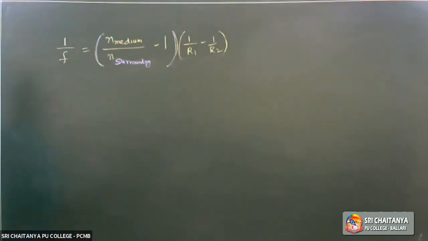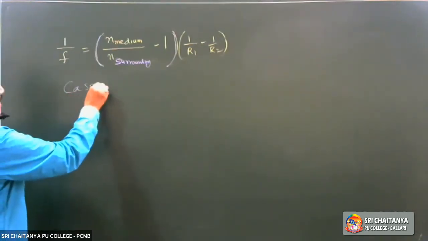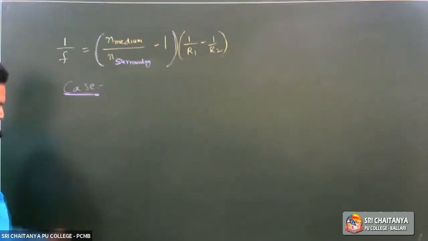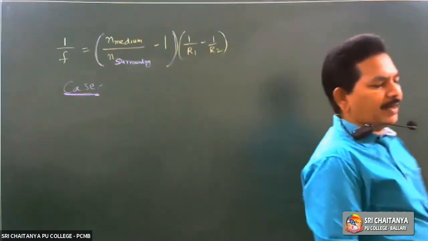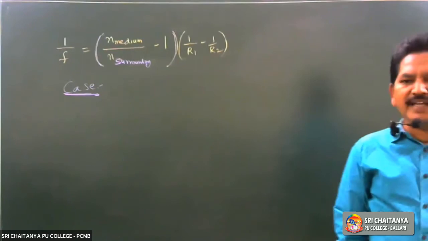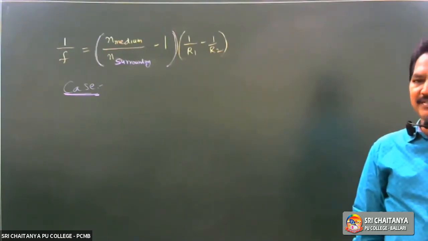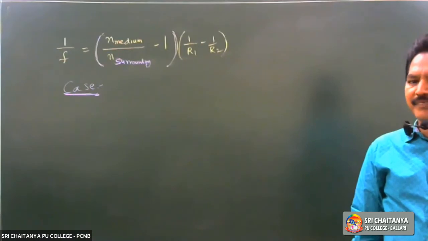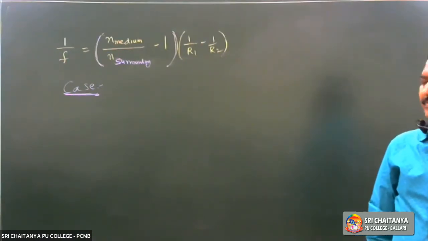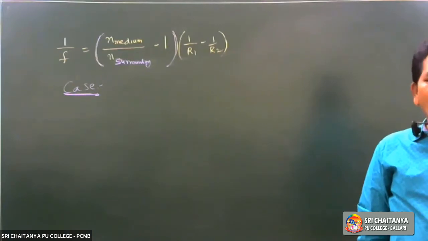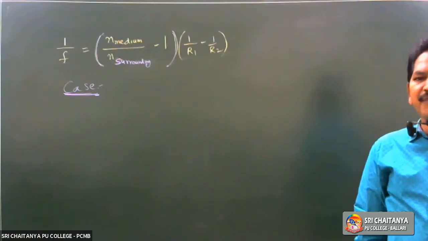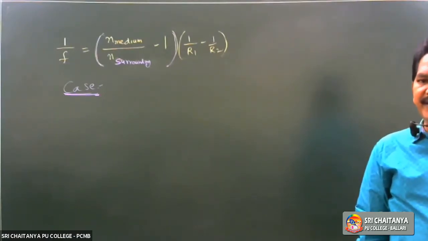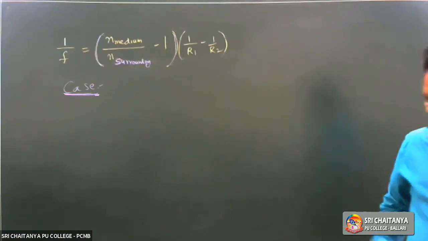Now let us consider the important case. In case of a lens, what is the focal length of the given lens when it is dipped inside water? Up to now, we are considering that on either side of the lens, air medium is there. Then we have calculated the focal length. Now, a very important case I am deriving: the focal length of a given lens when it is immersed in a liquid.